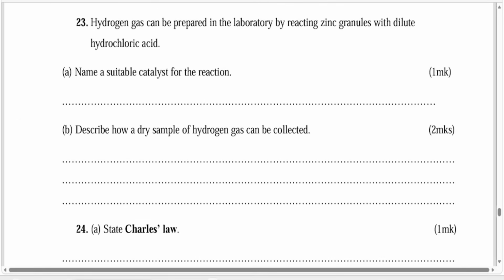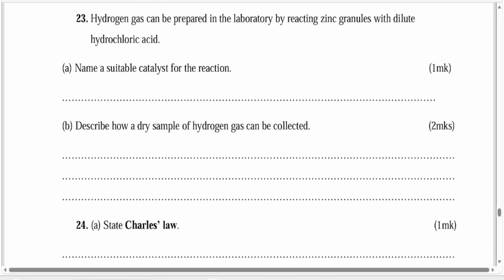Question 23. Hydrogen gas can be prepared in the laboratory by reacting zinc granules with dilute hydrochloric acid. Name a suitable catalyst for the reaction. It is part of what we did when we prepared hydrogen gas in form 1. So the catalyst that is used during preparation of hydrogen gas is copper 2 sulfate crystals.